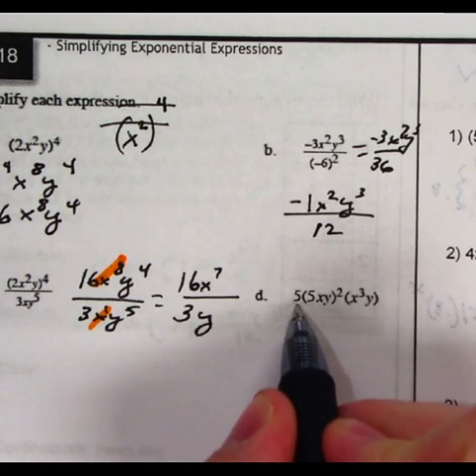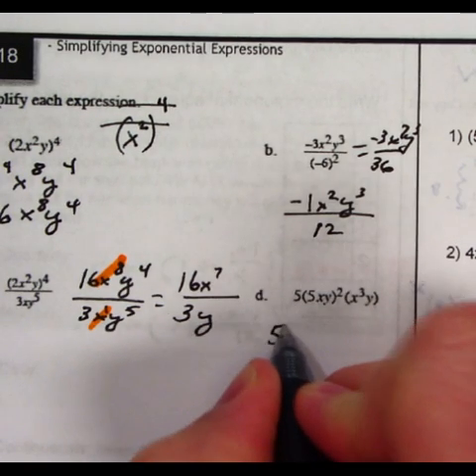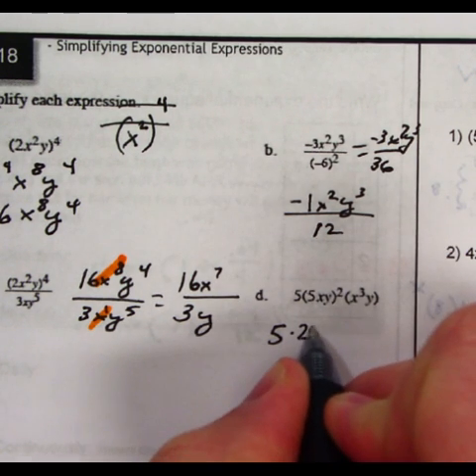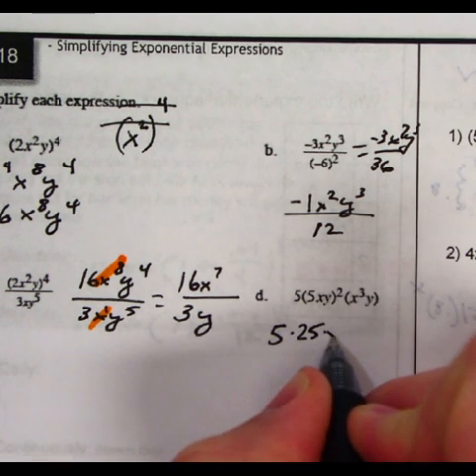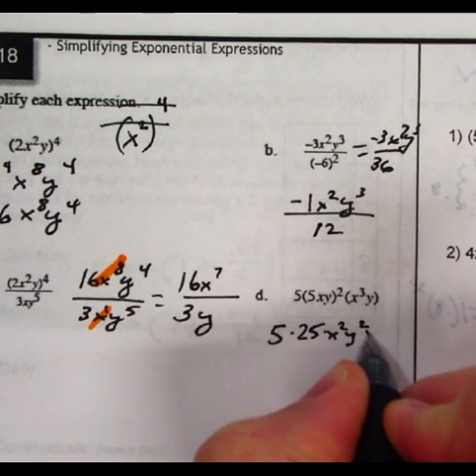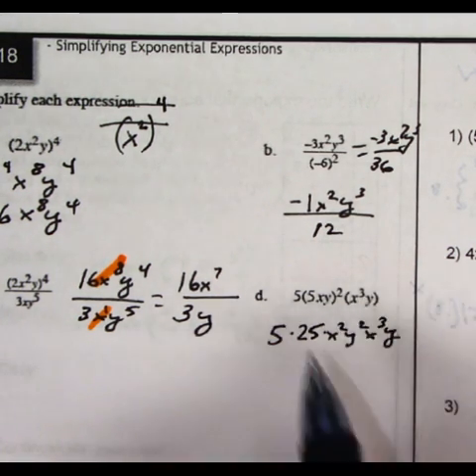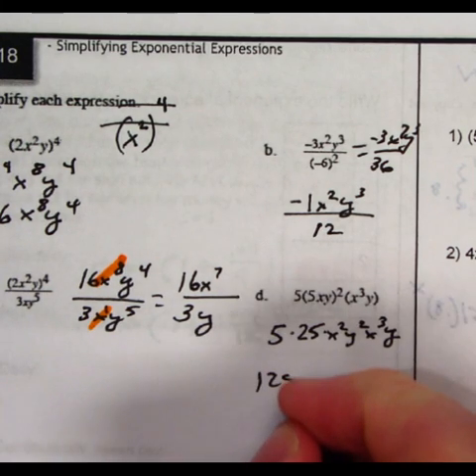D has a 5 out front. That 5 is going to stay there. Then I've got to square that, square that, square that. So it's going to be times 25, because 5 squared is 25. And then x squared, x cubed, y, because I've got x to the third and y back here. 5 times 25 is 125.